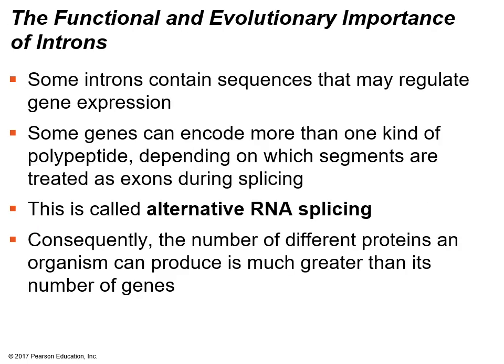Some introns contain sequences that may regulate gene expression. Some genes can encode more than one kind of polypeptide, depending on which segments are treated as exons during splicing. This is called alternative RNA splicing. Consequently, the number of different proteins an organism can produce is much greater than its number of genes. Okay, so what does alternative RNA splicing allow? It allows one gene to produce more than one type of protein.